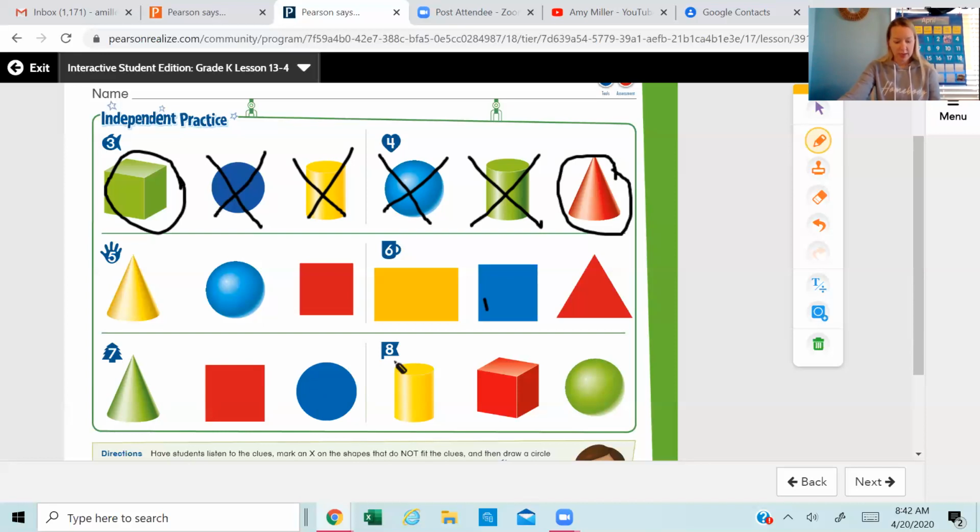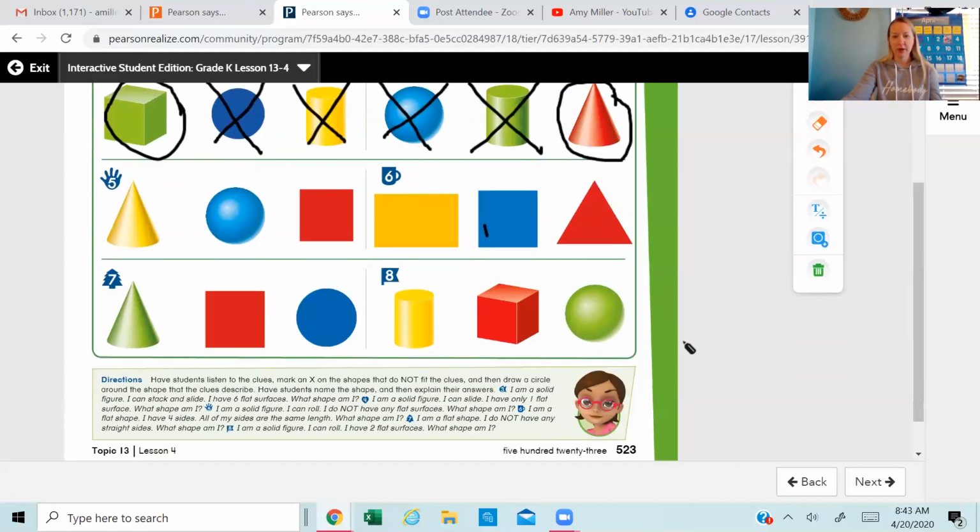All right, and number 8. Look at your 3 figures. The clues are I am a solid figure, I can roll, and I have 2 flat surfaces. So first, cross off any that are not solid, cross off any that cannot roll, and then cross off any that do not have 2 flat surfaces. What shape am I? Good luck. I know you guys can do this one. So you do these 4 on your own. I know you can do it.